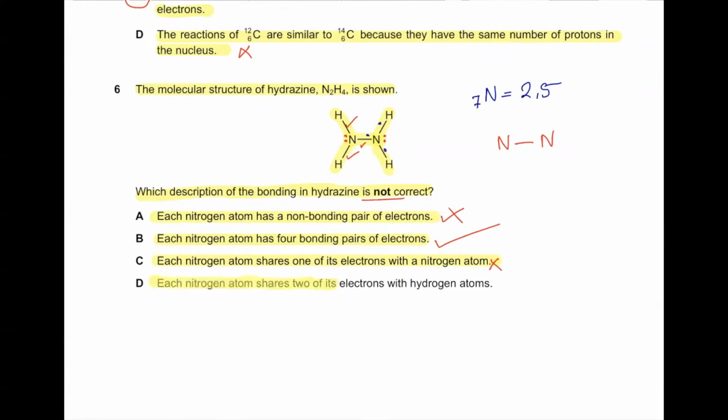Each nitrogen atom shares 2 of its electrons with hydrogen atoms. Yes, that is also correct. Each nitrogen is sharing 2 of its electrons with hydrogens. So we'll also cross this out. Number B will be the correct answer. Guys, questions like this where it says not correct can be very difficult and tricky. Because if you say that this point is not correct, then yes, it is not correct. However, it is a correct statement. So that makes it really difficult. So I would definitely ask you to be careful when reading this particular question.